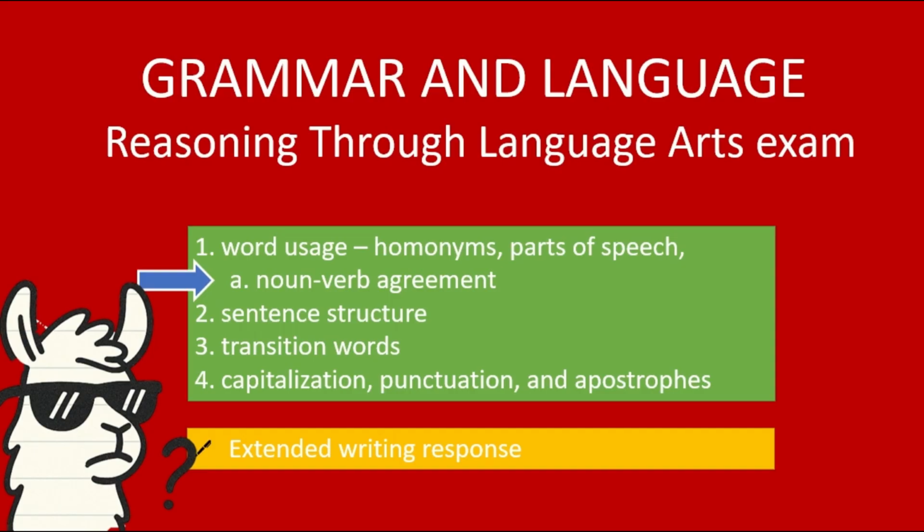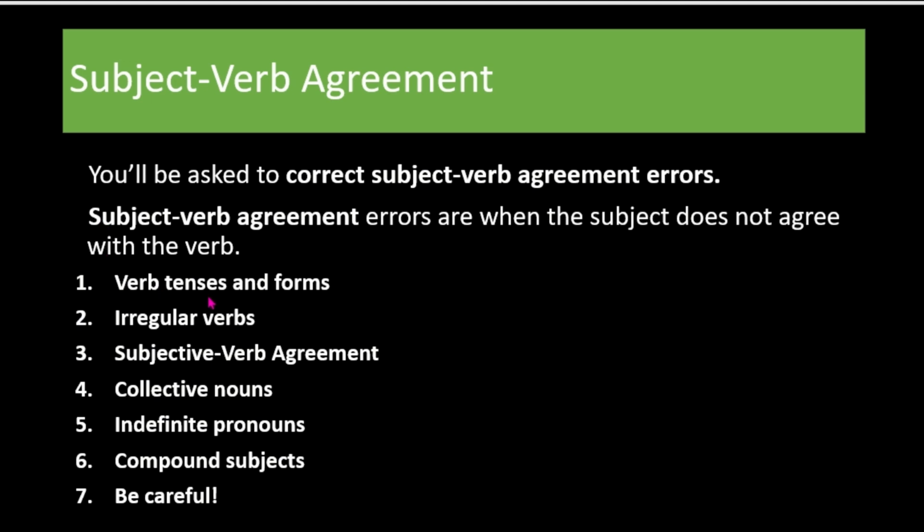Thanks for watching the video, folks, where we talked about noun-verb agreements. I know there was a lot that took place in this video. We talked about verb tenses and forms, irregular verbs, subject-verb agreements, collective nouns, indefinite pronouns, compound subjects, and things to be careful of or to be aware of, and that you have a good understanding of when to use the verb tense, when to use singular versus plural, and then understanding that some nouns, like the collective nouns, seem like they're going to be plural, but in reality, they're singular.